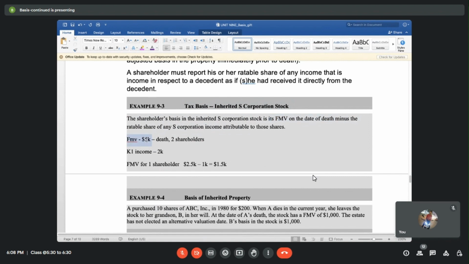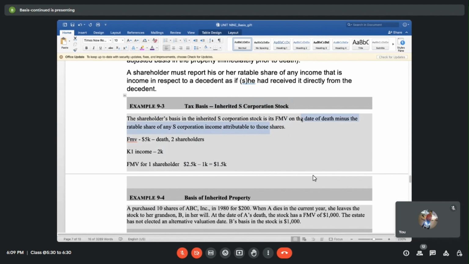So in the example, the fair market value is $5,000 and there are 2 shareholders, and total K1 income is 2,000, so one shareholder will receive 1,000. Let's assume they're 50% shareholders. So 2K gets divided between 2 people, 1,000 each, and fair market value is 5,000. So fair market value for one person will be 2,500. From 2,500 we subtract the K1 income, so it becomes 1,500, because the K1 income will be considered ordinary income. So for the firm, we go with that rule: just take the market value.